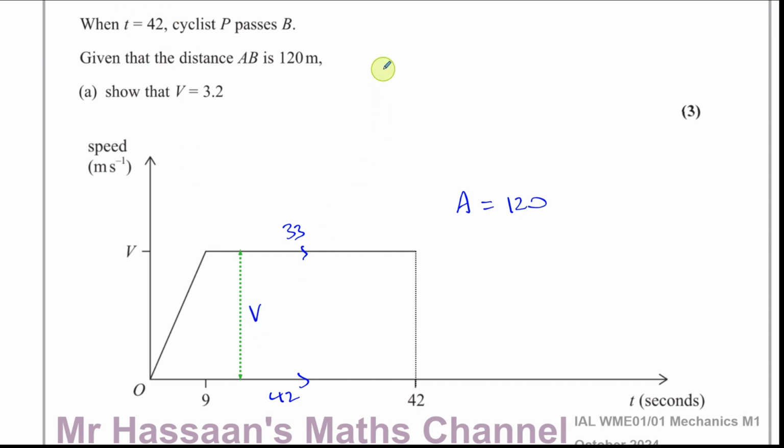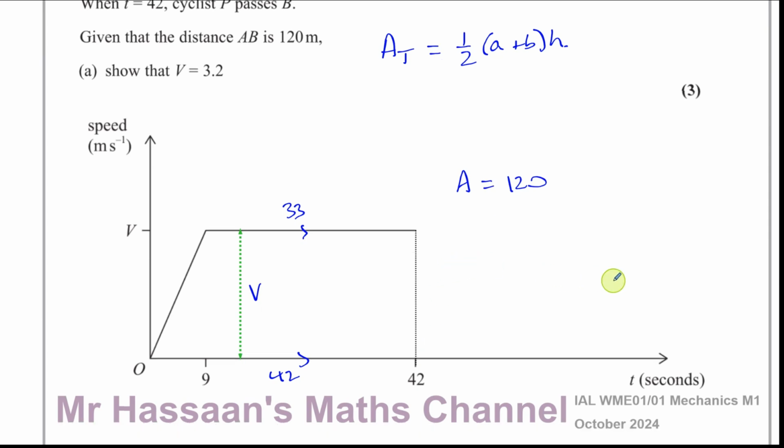And we know that the area of a trapezium is equal to a half times A plus B times H, where H is the vertical height, and A and B are the lengths of the two parallel sides. So here we can say that a half times A, which is 33, plus B, which is 42, times H, which is V, is equal to 120.